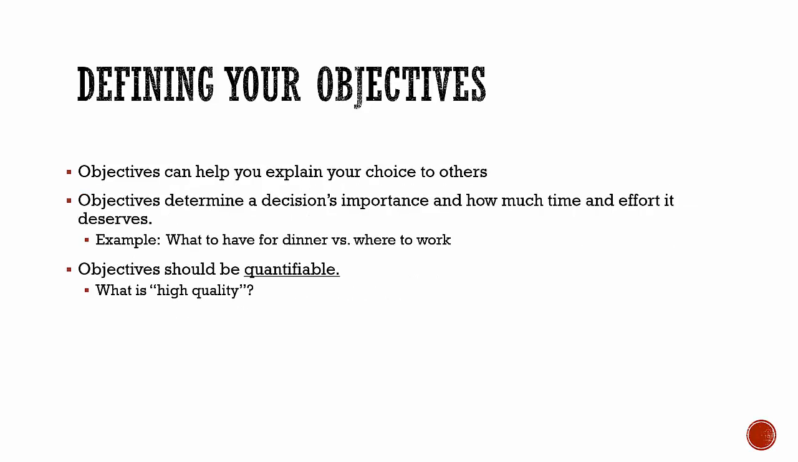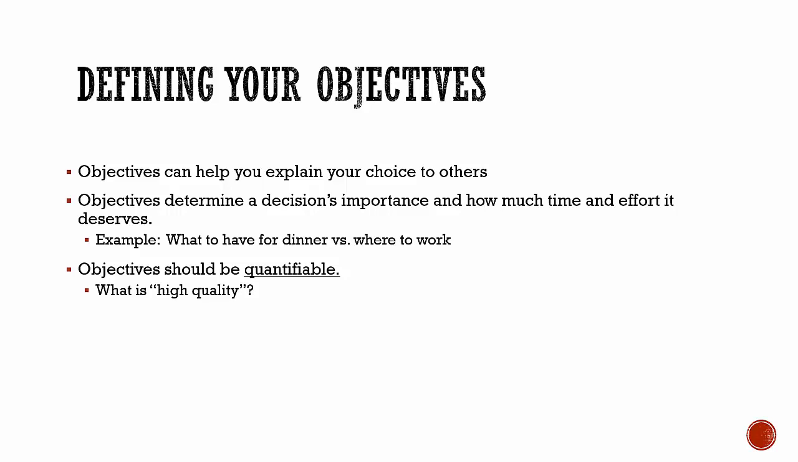Objectives help us explain our choice to others. Objectives determine a decision's importance and how much time and effort it deserves. So, for example, you might have a problem you're trying to solve of what to have for dinner versus a problem where you are trying to determine where to work. Obviously, one is a more important choice, where to work, than the other one, what for dinner. And so that will also determine how much time and effort we spend on gathering information and making that decision.